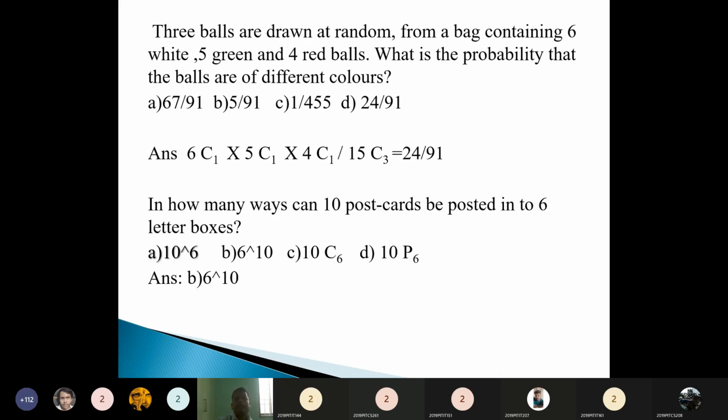In how many ways can 10 postcards be posted into 6 letter boxes? It's actually a permutation, so that is 6 power 10 number of ways.